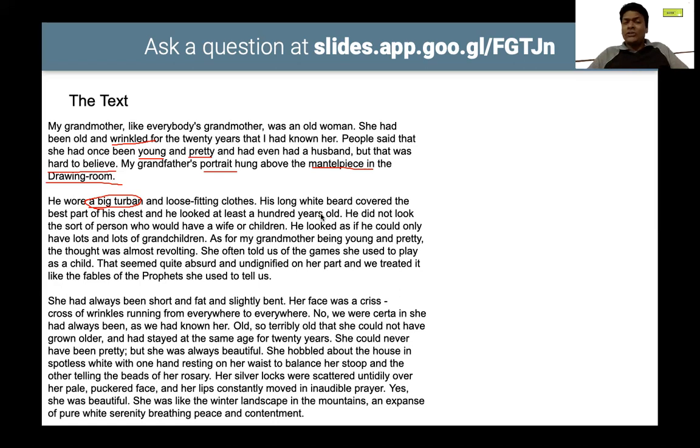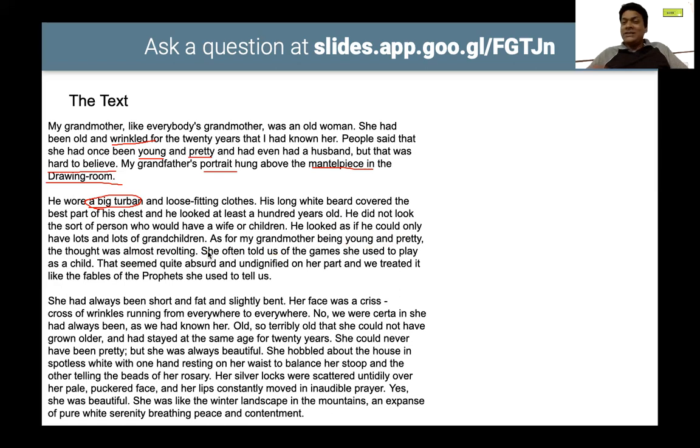He did not look the sort of person who would have a wife or children. It means his grandfather seemed very old, and the author believed he did not look like someone who would have a wife or children. It seemed maybe he was a monk or a priest, that's what you can assume. He looked as if he could only have lots and lots of grandchildren.